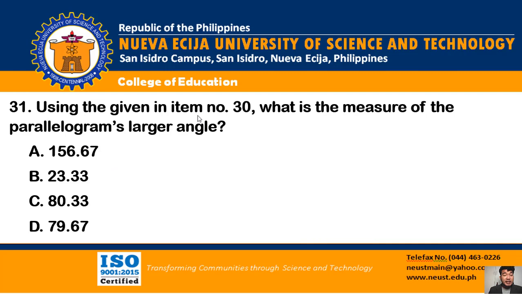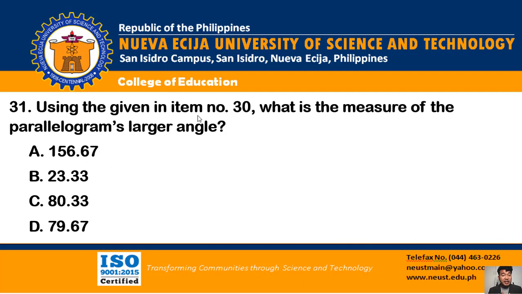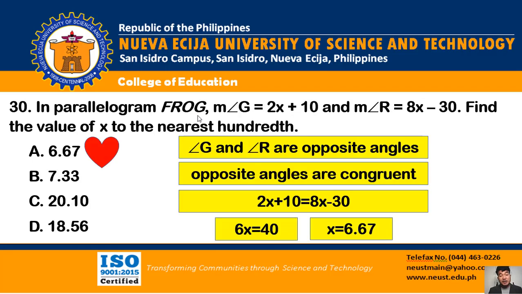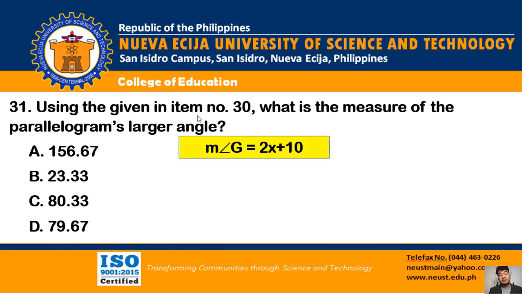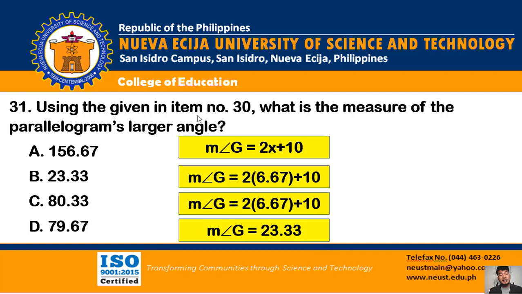31. Using the given in item number 30, what is the measure of the parallelogram's larger angle? So you will be moving back to given number 30. The question is, what is the measure of the parallelogram's larger angle? So what you have to do is to substitute x into 2x plus 10. So you will have 2 times 6.67 plus 10. That is 23.33.